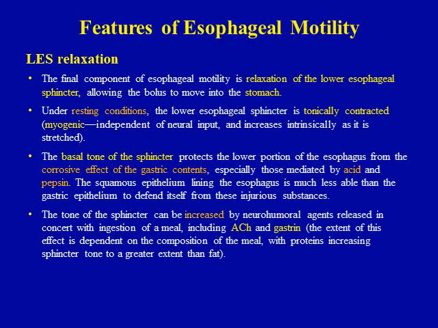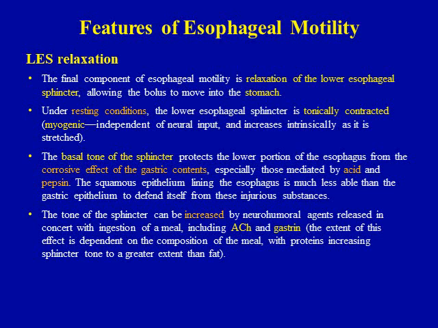The basal tone of the sphincter protects the lower portion of the esophagus from the corrosive effect of the gastric juice, especially those mediated by the gastric acid, or the HCl, and pepsin, the protein digesting enzyme. The squamous epithelium lining the esophagus is very sensitive to these components, so it is much less able than the gastric epithelium to defend itself from these injurious substances.